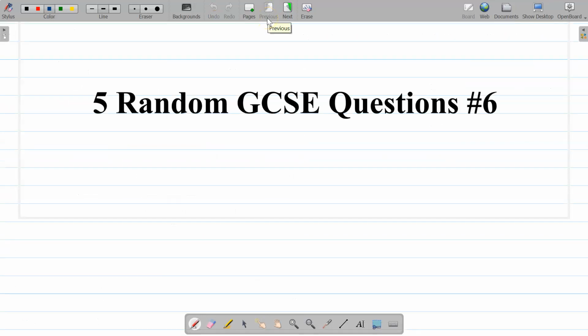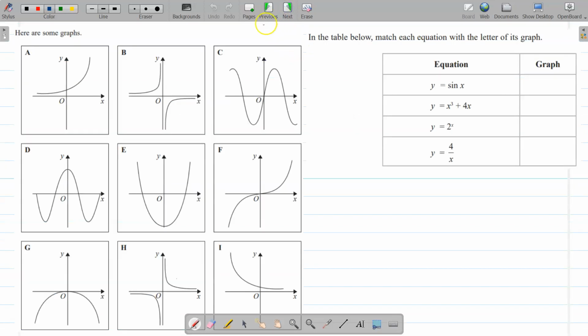Okay, welcome to the sixth in our series on 5 random GCSE questions. These are taken from calculator papers and some of them are quite tricky towards the end. First question, we've got 9 graphs and we've got 4 equations. We've got to identify the graphs that belong to those equations.